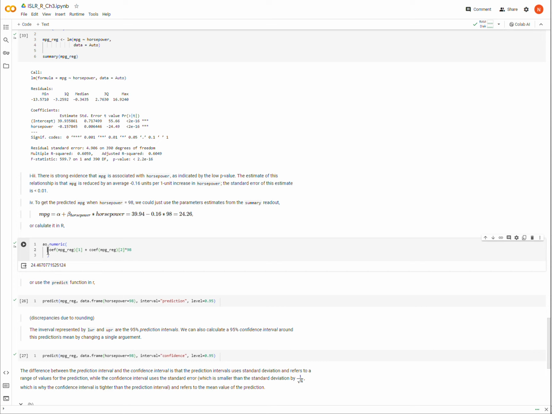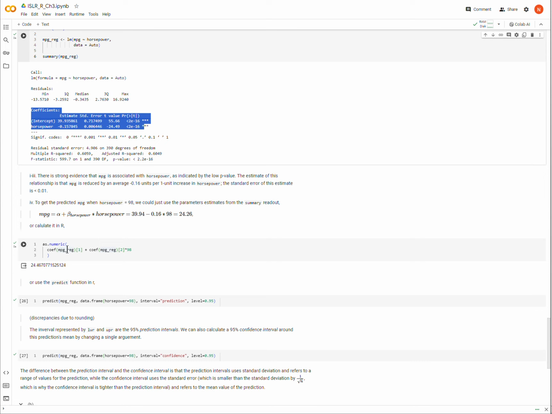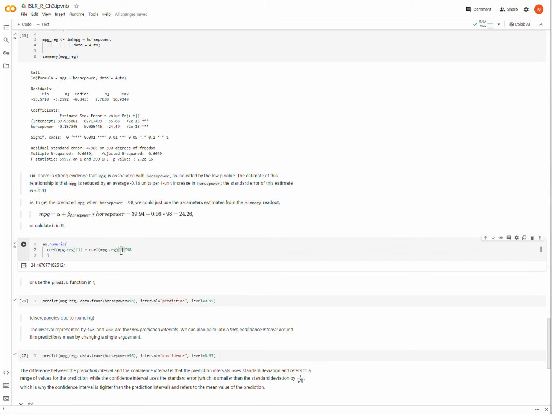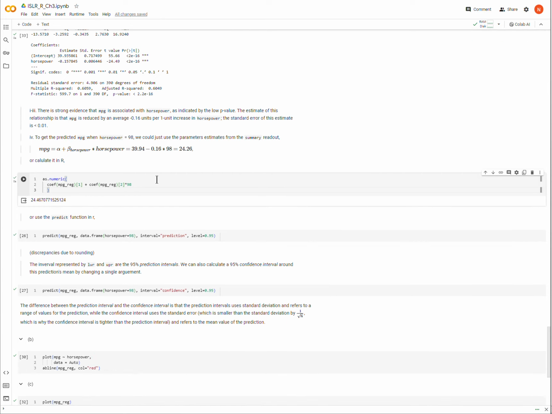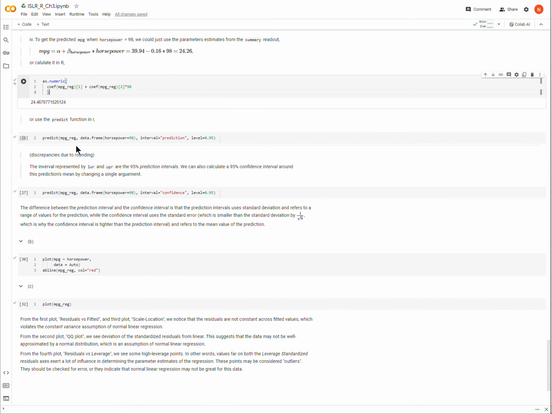Now, the way that I'm doing this is I'm taking coef, a command that returns the coefficients from your regression. And I'm taking the first one, which is the intercept, plus the second coefficient, which is horsepower, and then multiplying that by 98 horsepower. But the easiest way to do it, and that's why we use statistical software, because we don't want to do everything by hand, is to just use the predict function.